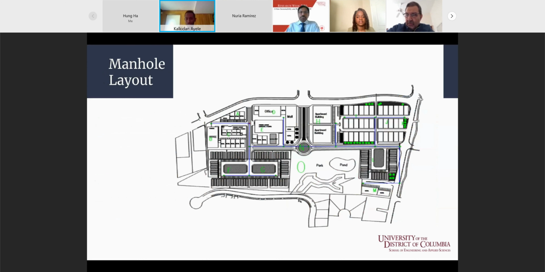Here is the manhole layout. We have 18 manholes in the layout here, and the drainage comes to the low point, the wetland, at the lowest levels. Next slide, please.